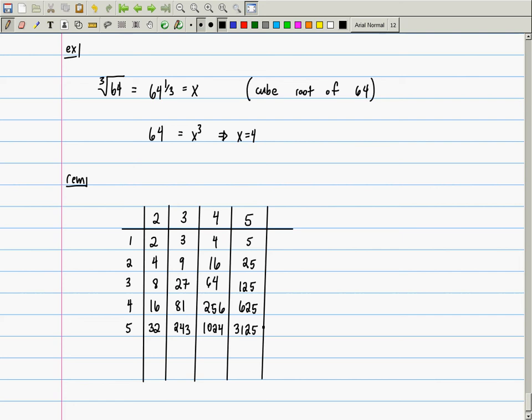So how many numbers have I written down? 20 numbers. Really, not even 20, because the first row doesn't count. And so really, I've only written down 16 numbers. You should recognize all 16 of these numbers. They should be easily recognizable to you.